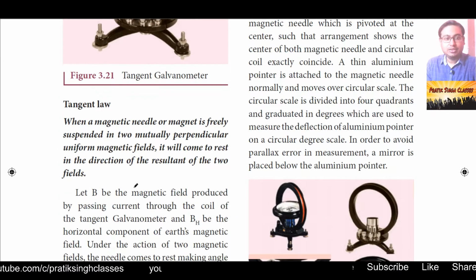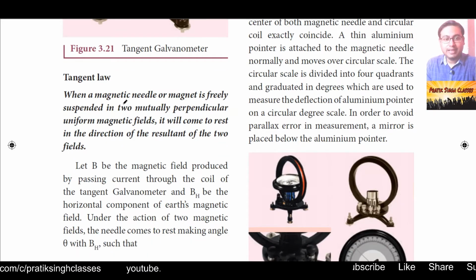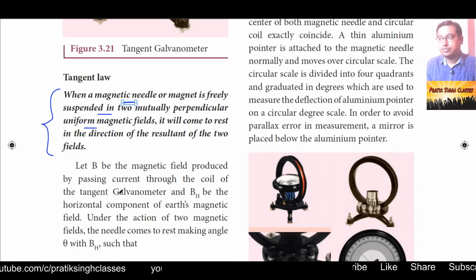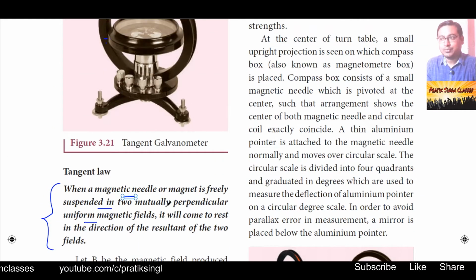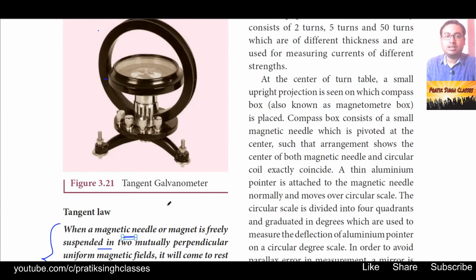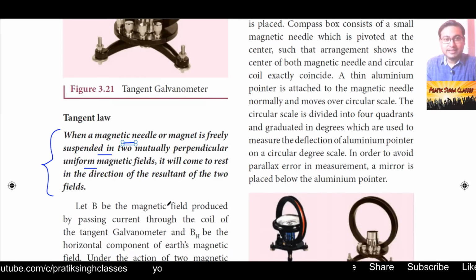Coming to tangent law. When a magnetic needle or magnet is freely suspended in two mutually perpendicular uniform magnetic fields, it will come to rest in the direction of the resultant of the two fields. Suppose at one position we have two magnetic fields in two different directions which are perpendicular to each other. If we keep a magnetic needle at that point, it will come to rest along the resultant of both the earlier magnetic fields. So that is the tangent law.